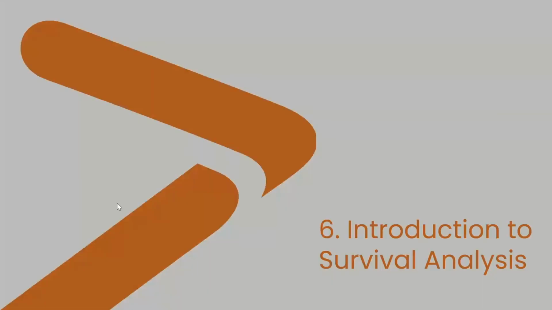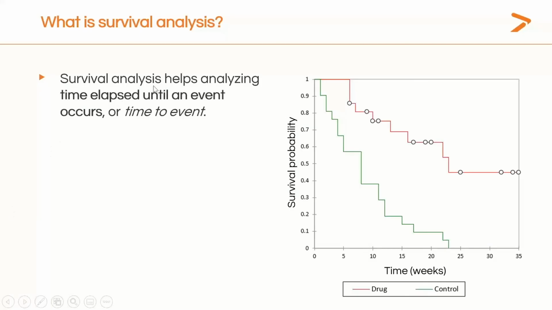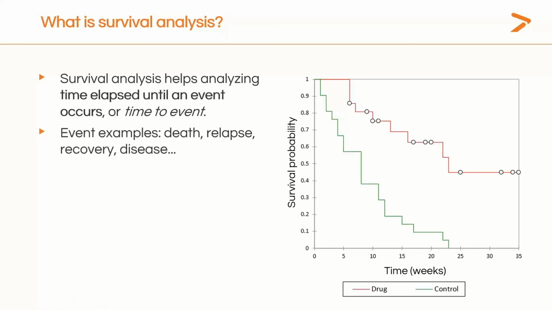Introduction to survival analysis. What is survival analysis? Survival analysis helps analyze time elapsed until an event occurs, or time to event. This event could be death, for instance, which is very classically analyzed with survival analysis. It could also be relapse, recovery, or the occurrence of a disease. And typically you get curves that show survival probability according to time elapsed.